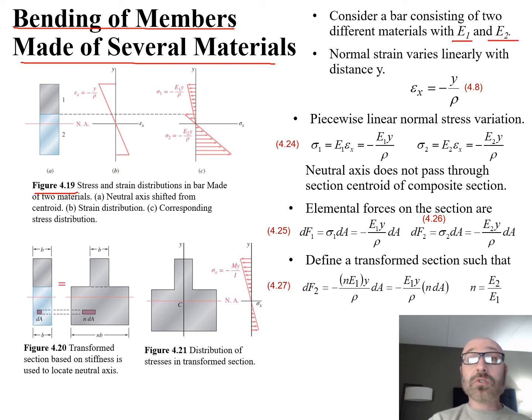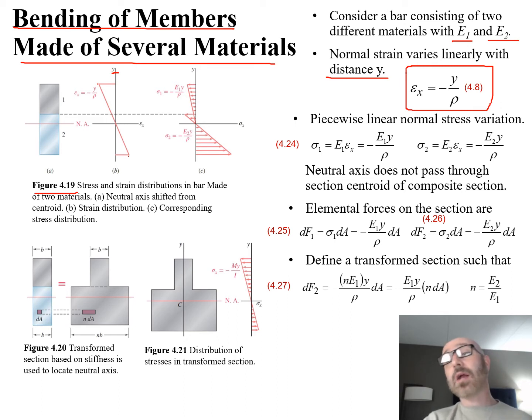So now the normal strain is going to vary linearly with that distance y. We can see right here, there's our distance y, there's our y-axis, which is again why it's very important that we label our axes clearly for these types of problems. We can see that it does vary linearly along there. And we can see that relationship, our epsilon sub x, the strain in our x direction, is equal to negative y over that rho value.